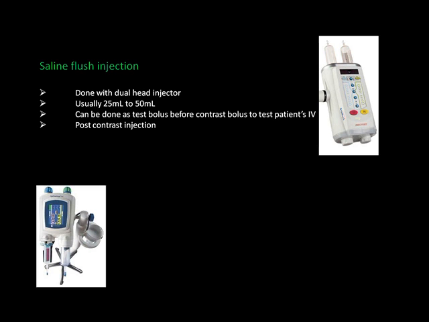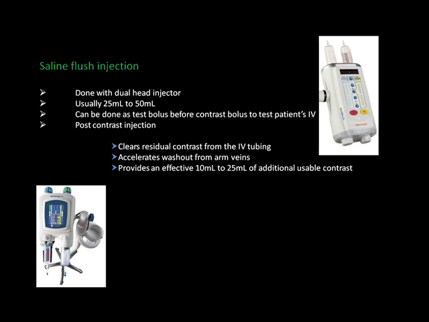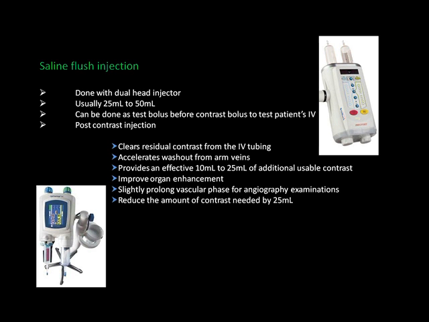And it's also done as a post-contrast injection for several reasons. It clears the residual contrast from the IV tubing. It accelerates washout from the arm veins, provides an effective 10 mLs to 25 mLs of additional usable contrast. It improves organ enhancement, slightly prolongs vascular phase for angiographic studies, and it reduces the amount of contrast needed by 25 mLs. It results in cost savings, lessens the risk of contrast nephrotoxicity, and reduces streak artifacts. The streak artifacts that you might get as the contrast goes in through that brachiocephalic or the subclavian vein.